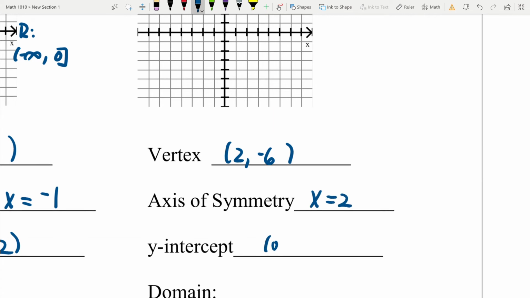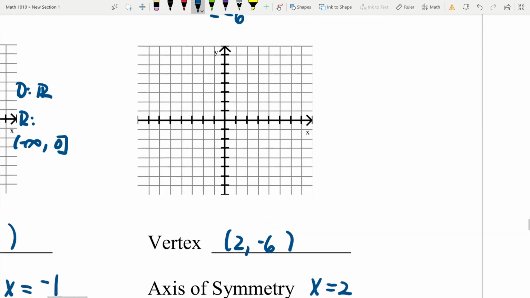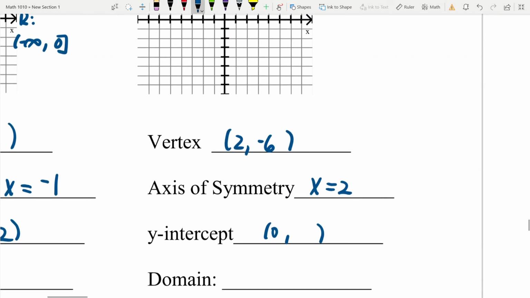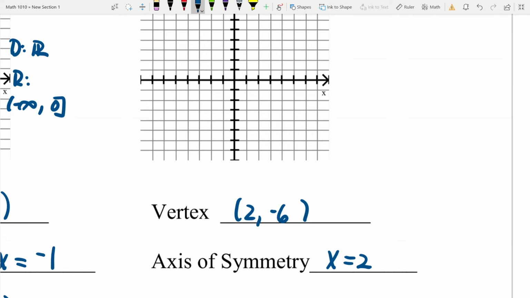To find the y-intercept, I'm going to let x be a 0. Look at the equation, you guys. This goes away and this goes away, and I have a 10. So it's going to hit the y-axis at 0, 10. Okay, now I'm going to graph it. Everybody go right 2 and down 6.